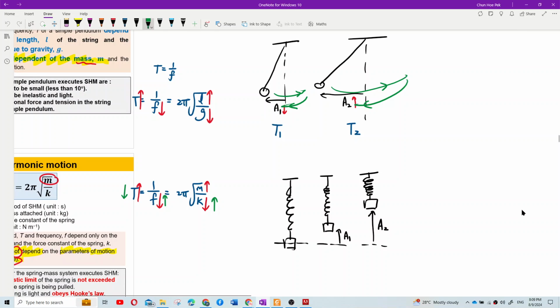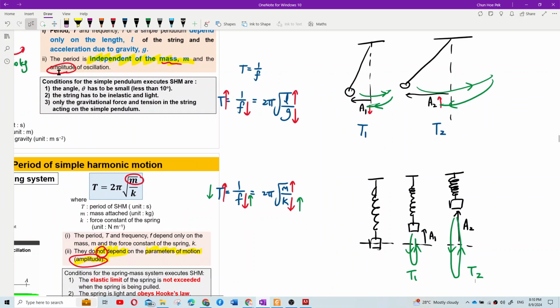Which one will take longer time to oscillate? Which one? Period 1 or period 2? Maybe some of you will say, of course, the one that travels a longer distance will have a longer period. The one with smaller amplitude, shorter period. No, you cannot say like that. Okay? They are independent of amplitude.